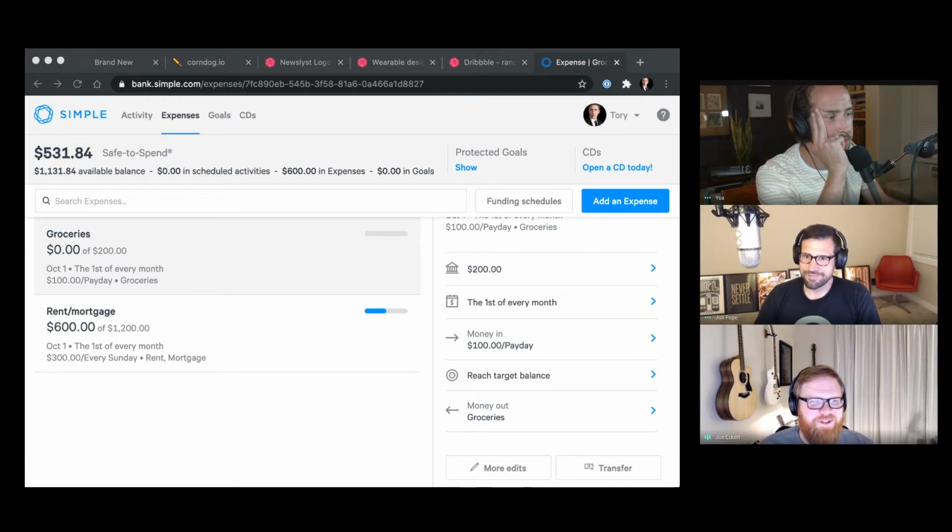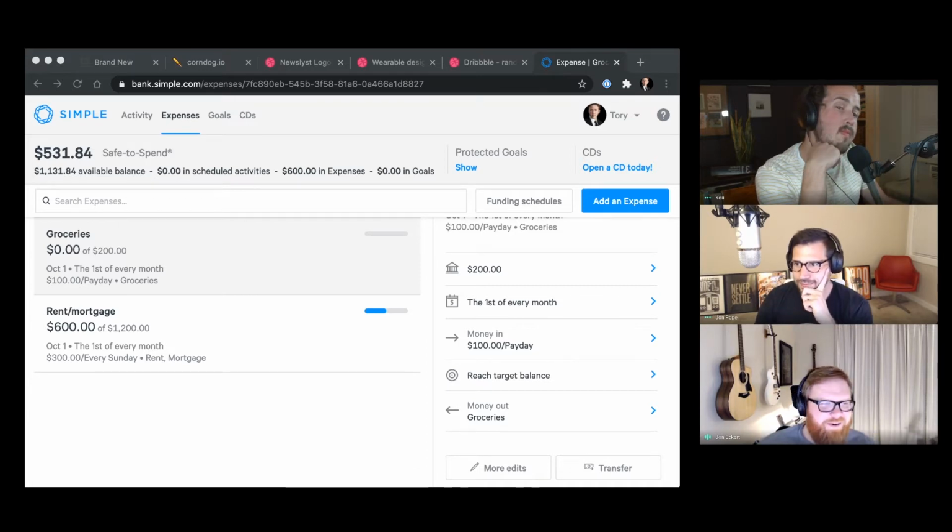It says I have $200, which means my budget is full at the beginning of the month, or at the middle of the month. Voila. And I'm like, what do I do? Sure, I could keep track of this in a spreadsheet, but then what's the point of using expenses in Simple? That's the whole point of doing it that way.